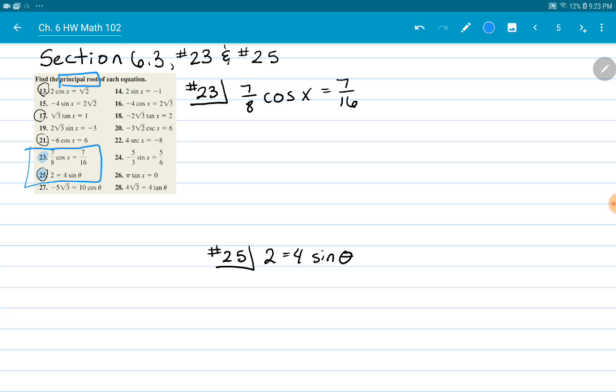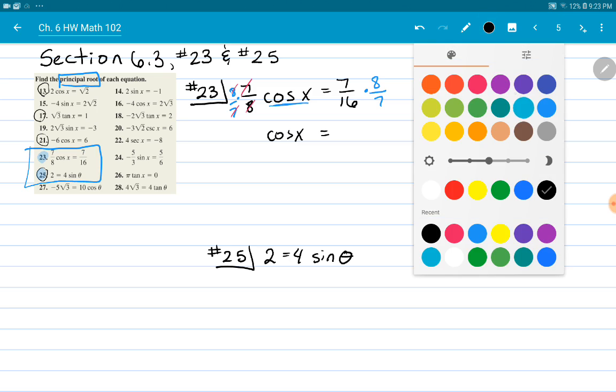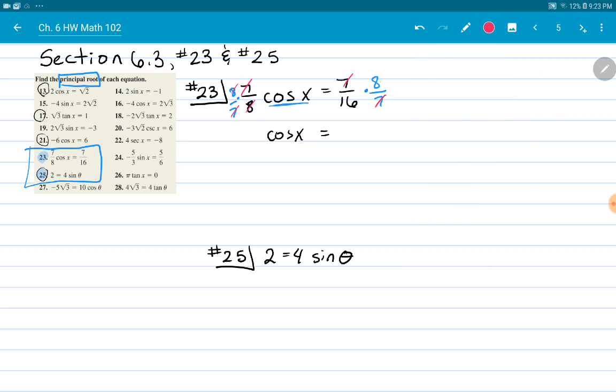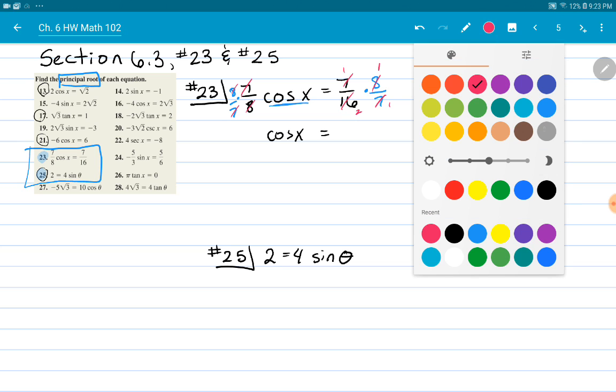We have 7/8 cosine x equals 7/16. So your first step is to isolate that cosine x. To do that, I'm going to multiply both sides by the reciprocal of the 7/8. So I'll multiply this by 8/7 and this by 8/7. And on the left, this cancels, and I get just cosine x on the left. And on the right, the 7's cancel, and the 8 and the 16 reduce to 1/2.